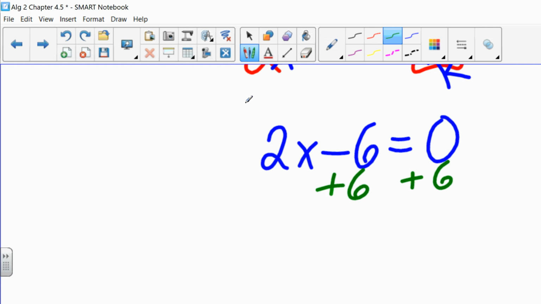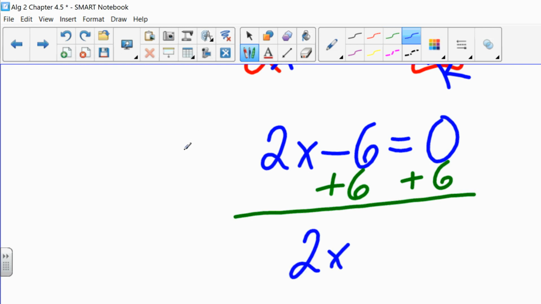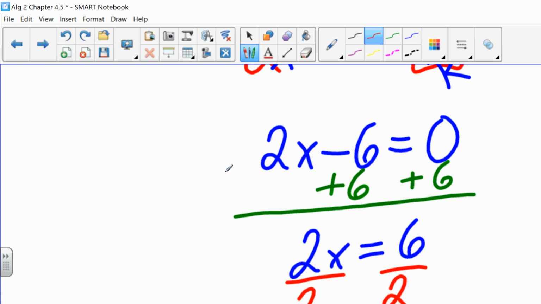So we can add 6 to both sides, which will tell us that 2x is equal to 6, and then we would divide by 2, telling me that x is equal to 3. What were the other solutions we had? And so the 3 solutions are 3, 3, and 0.